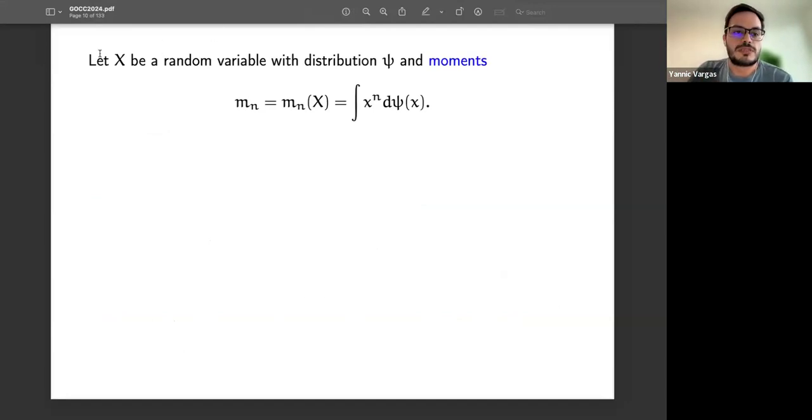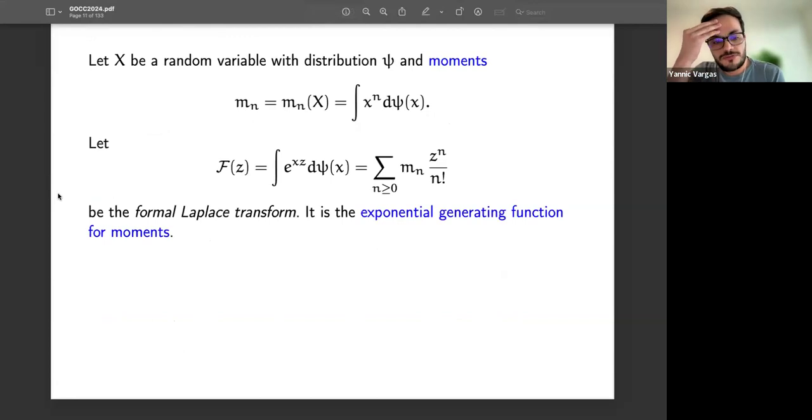If we start with a random variable X with distribution psi, the moments can be described in terms of this integral, if it exists. Then you can look at the formal Laplace transform, which is this integral, which is in fact a generating function, and not just any generating function, but an exponential generating function constructed from the sequence of moments. Okay?